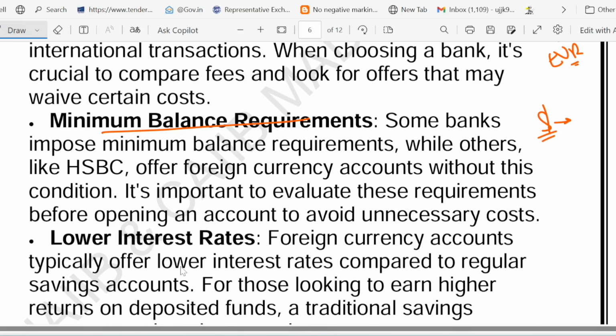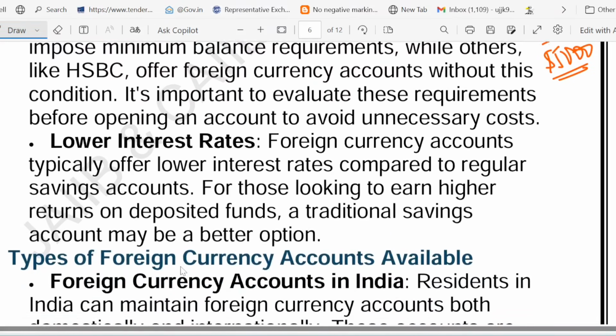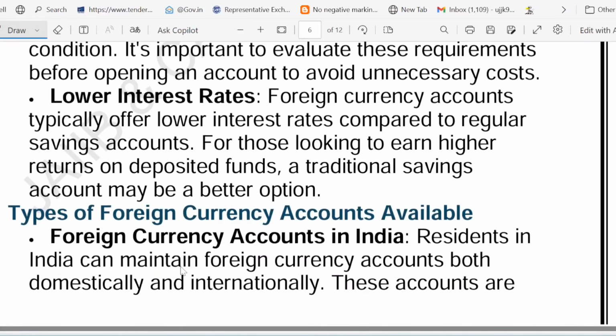I'm just giving you an example: a startup must maintain $5,000 in their dollar account, money that could have been used for inventory. That is called the minimum balance requirement. This is another disadvantage or downside. And the lower interest rate: your foreign cash earns little or nothing. For example, a French exporter keeps THB in a Thai account earning just 0.5%, while their euro savings account back home offers 3.5%. So these are the three drawbacks.